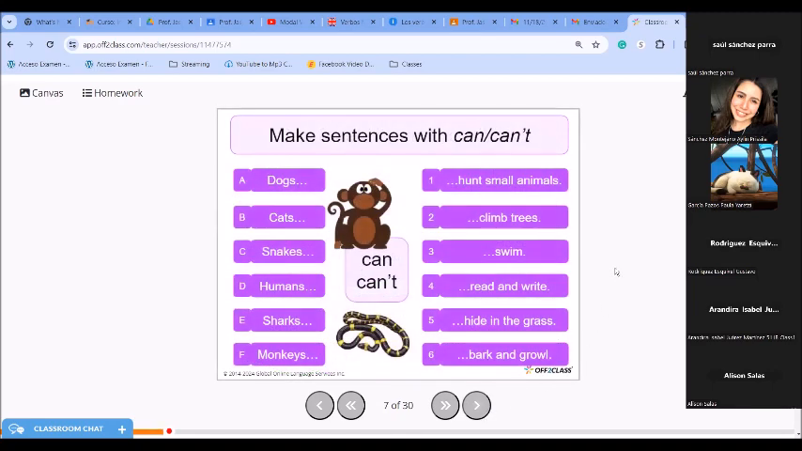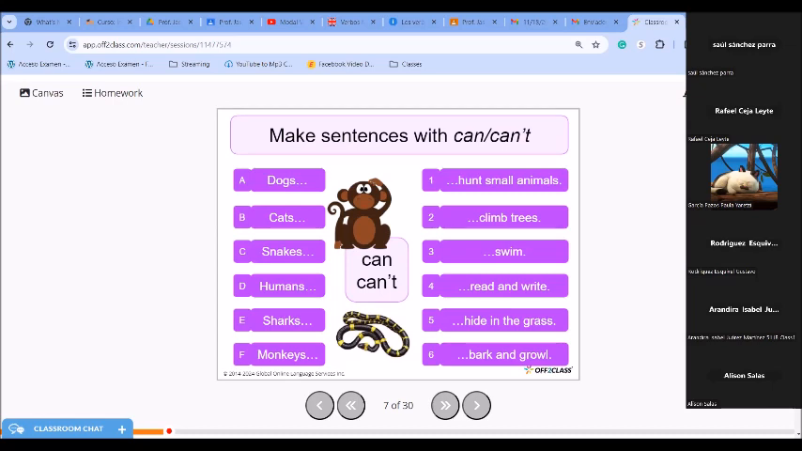Now, let's continue creating the sentences with can and can't. Think about it and then choose the right option. Rafa, let's continue with you. Okay. Con el primero, ¿verdad? ¿O con todos? No, just one. Okay. Dogs. ¿Podría ser dogs hide in the grass? All right, but what's your can plus verb combination? Dogs can't hide in the grass.